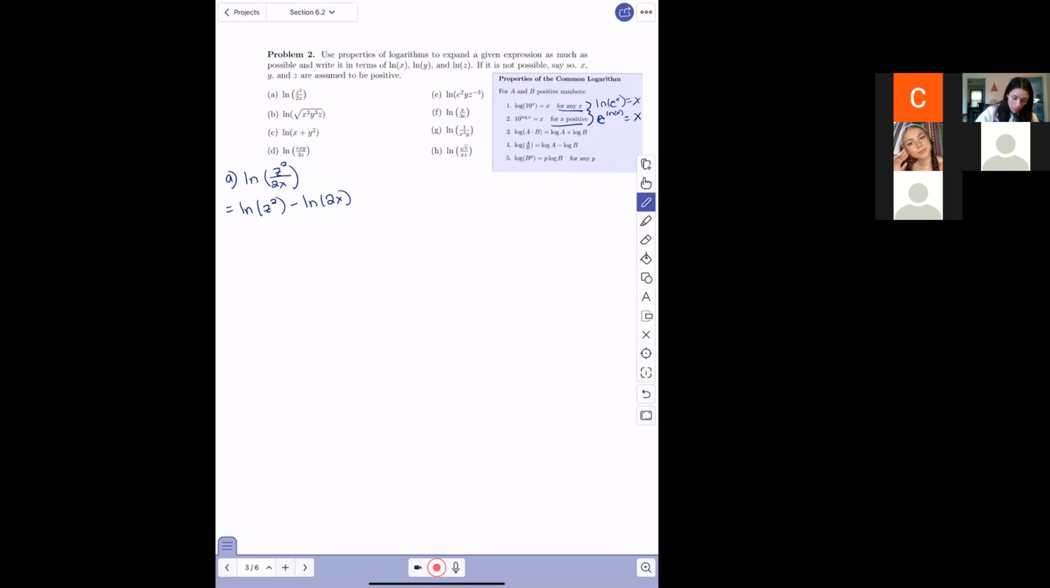And this is equal to, what's my next step in expanding this first term? Using rule 5, so it'd be 2 times the natural log of z. Good, 2 times the natural log of z. And then we have minus parenthesis. How am I separating my 2 and my x? With rule 3. Good, so we'll have ln of 2 plus ln of x. From here, just go ahead and distribute that negative sign. 2 ln of z minus ln of 2 minus ln of x. And that's your final answer for that one. Any questions there?